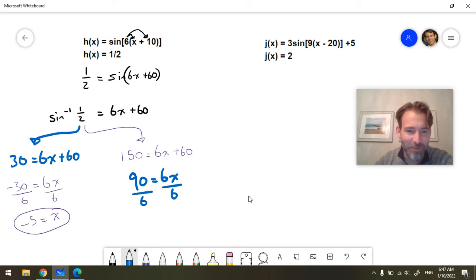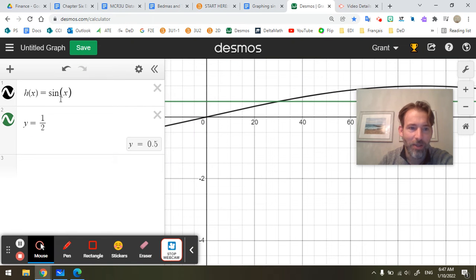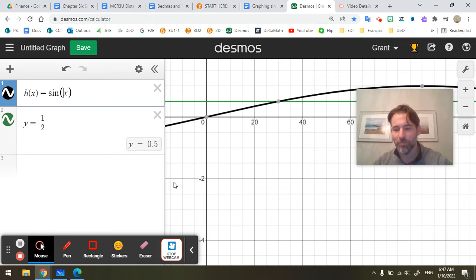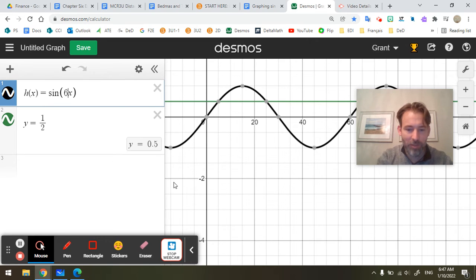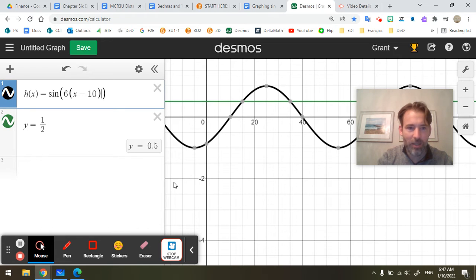15 is equal to x. There are our two solutions. Let's take a look graphically at why we're getting those. Now I'm going to put in these transformations here. So we had 6 multiplied by x minus 10, in brackets. So here we go. Here's the 15. We found that one. And we also found, did I write this wrong?